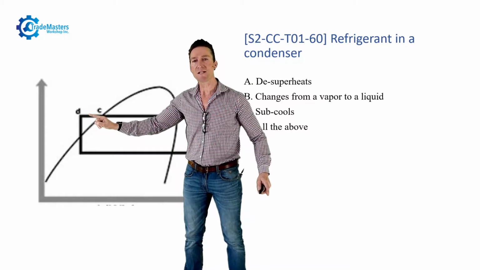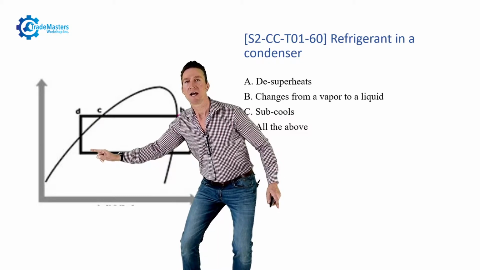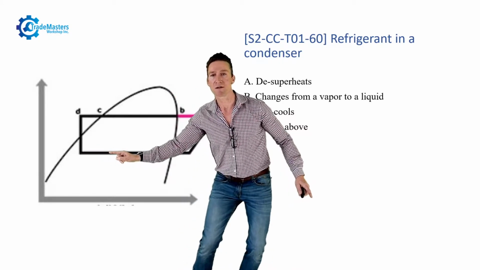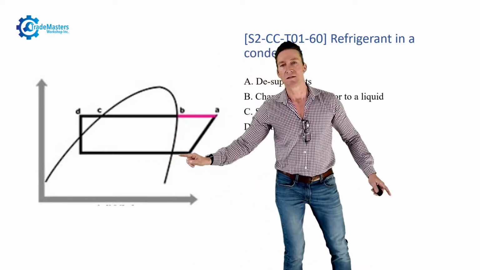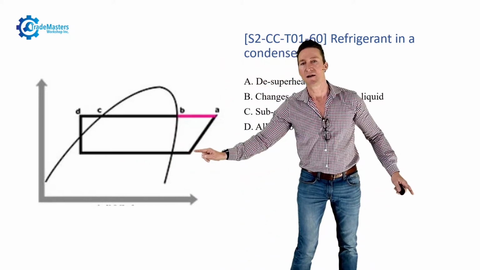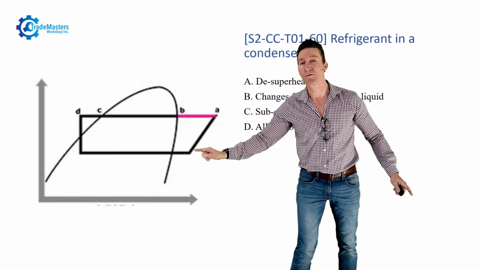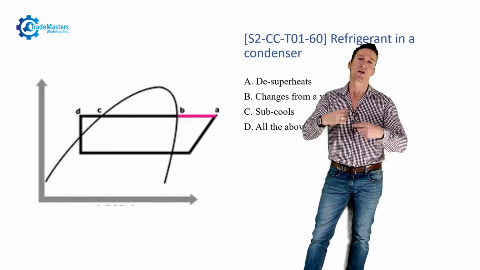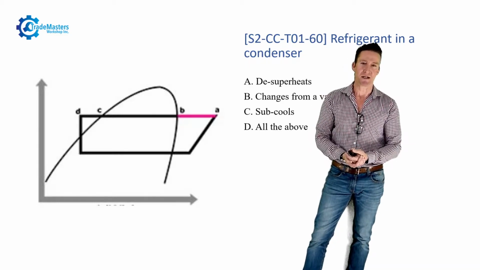From the metering device, we get a sudden pressure drop. And of course, with that pressure drop comes a temperature drop where we enter the evaporator, absorb heat through the suction line, and back to the compressor where your refrigerant can complete its cycle. But our question is about what's happening to the refrigerant in the condenser.